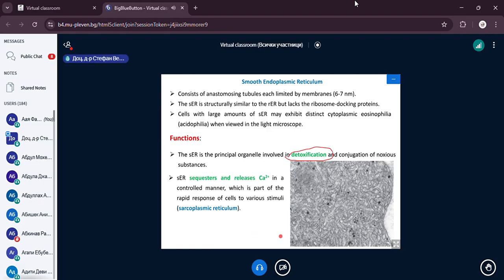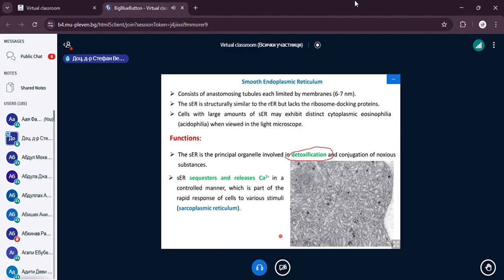That's the most important cytochrome involved in detoxification of harmful substances. And smooth endoplasmic reticulum of liver cells is enriched with this cytochrome, and most of the detoxification processes happen there in hepatocytes of the liver.